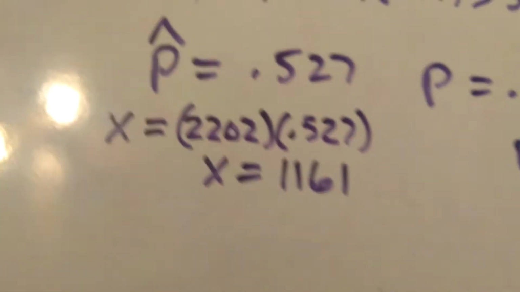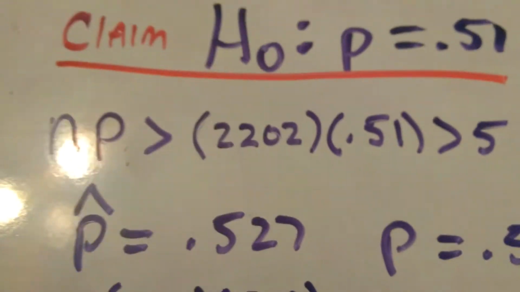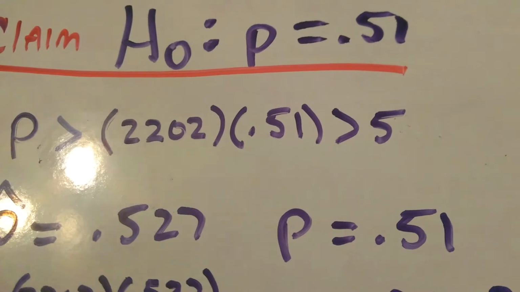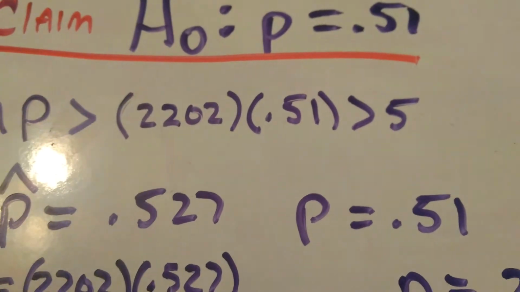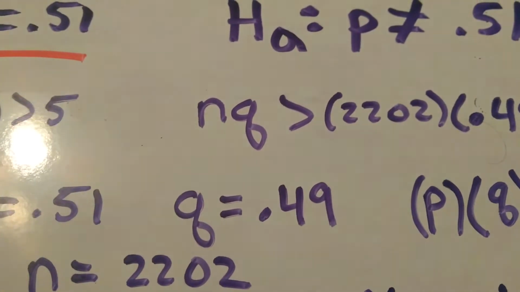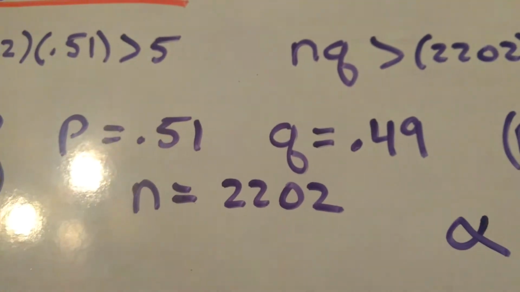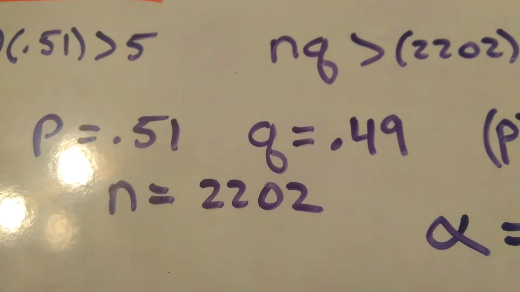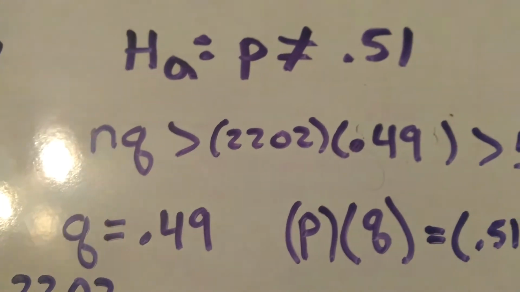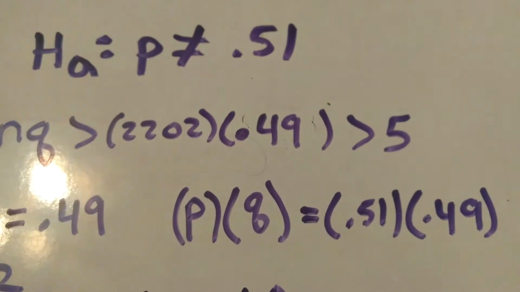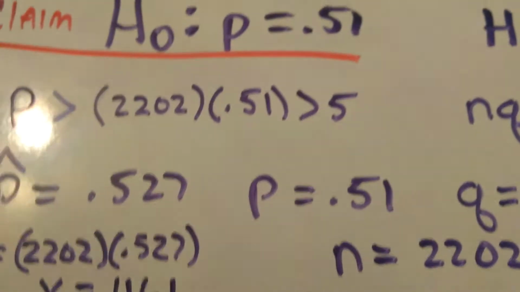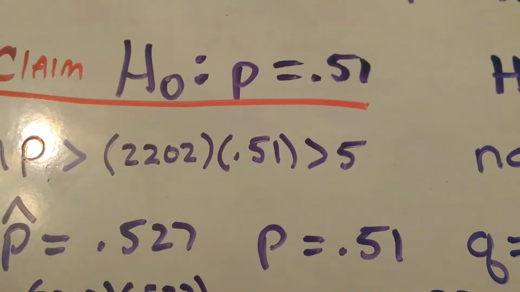So here are our statistics. First of all, with proportions, we've got to go n times p. So it's 2,202 times 0.51. It's got to be greater than 5, and we can see that the math is going to be greater than 5. Then we go n times q. Now remember, q is just taking p and subtracting it from 1. So q is 0.49. If we go 2,202 times 0.49, it's also greater than 5. This tells us we're good to go on our proportions. We must do this every time on any kind of proportion test.